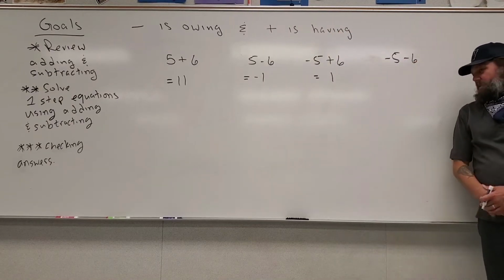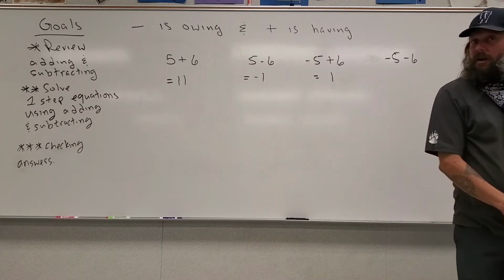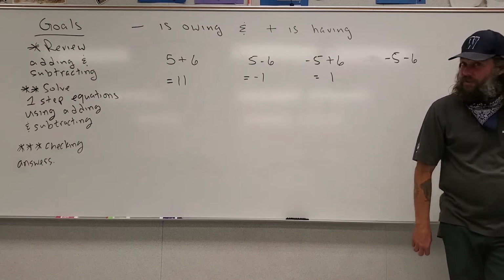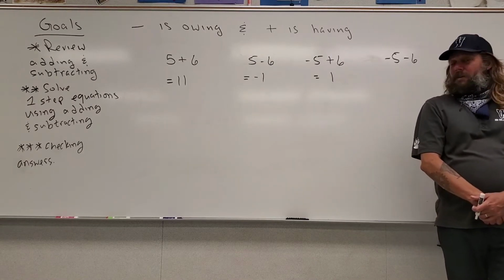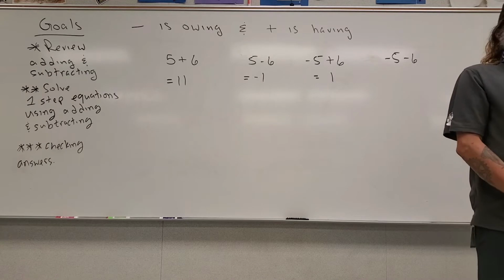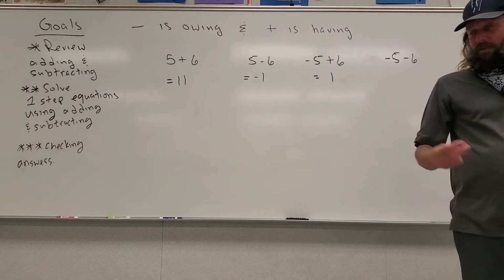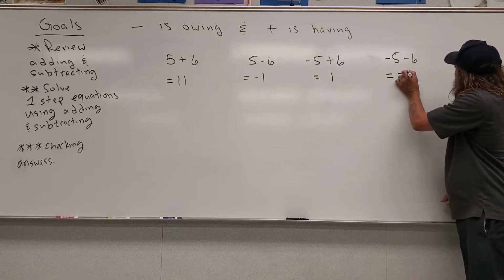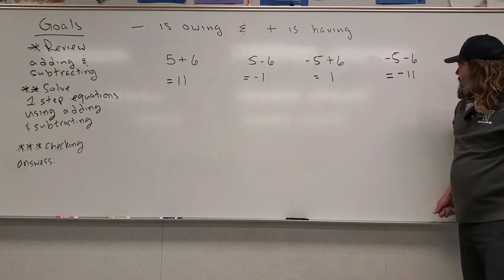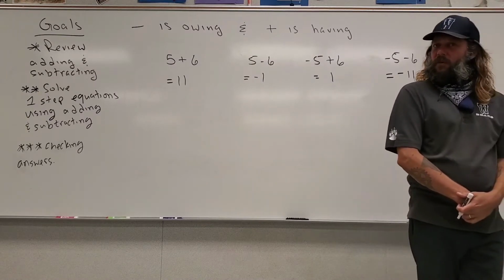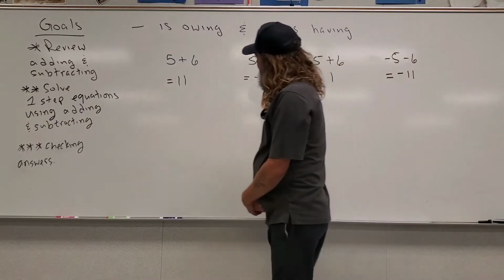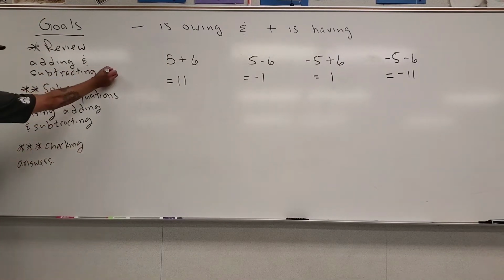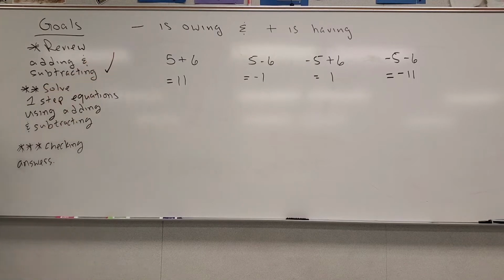All right, the last example. Let me say it again in terms of money. I owe you $5. I owe you $6. You're going to tell me that I owe you $11. So this is the arithmetic that we need to know for solving one-step equations by adding or subtracting. So I'm going to check this goal off.